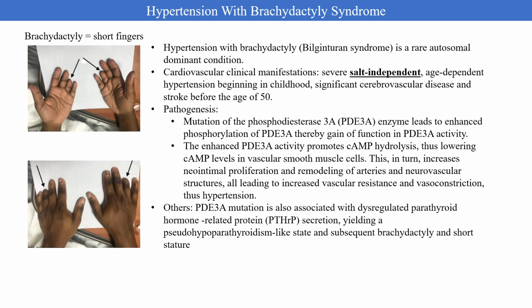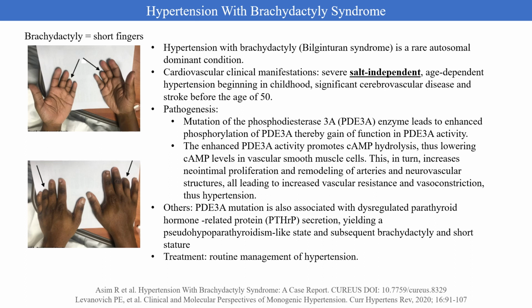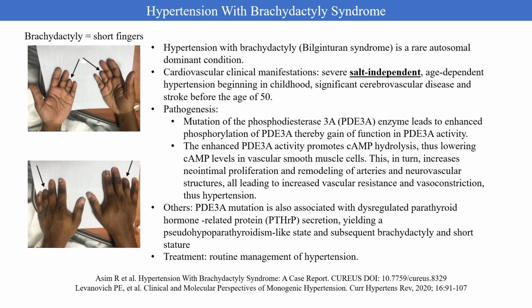Additionally, this PDE3A mutation is also associated with dysregulated secretion of parathyroid hormone-related protein, leading to a pseudo-hypoparathyroidism-like state and subsequent brachydactyly and short stature. Treatment is routine management of hypertension.